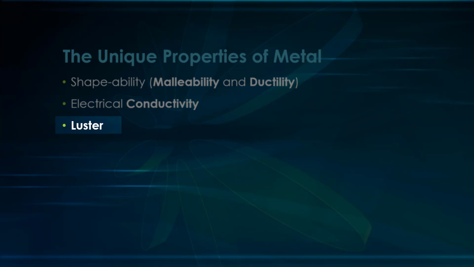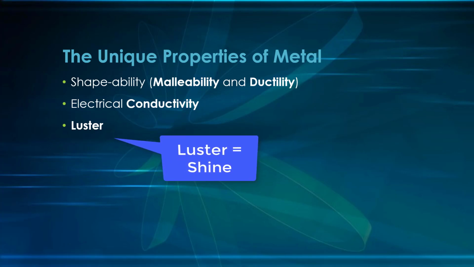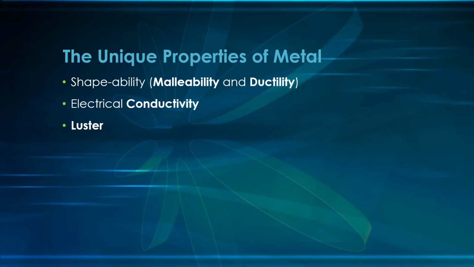Finally, the luster or shine of metals can also be explained by the electron sea or pool concept. The mobile electrons in metals have a wide range of energies and can absorb and re-emit light over a wide range of wavelengths. This ability gives metals their characteristic shine.